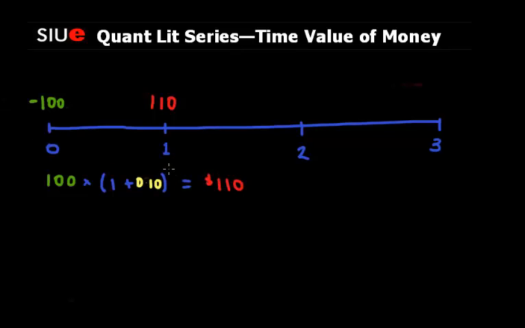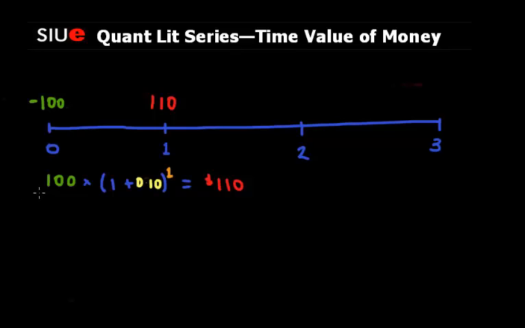Now I'm going to add a little exponent here. I'm raising the 1.1 to the power of 1 because we're going to use that 1 later. But the math that you used intuitively, if not explicitly, was taking the 100 times 1.1.